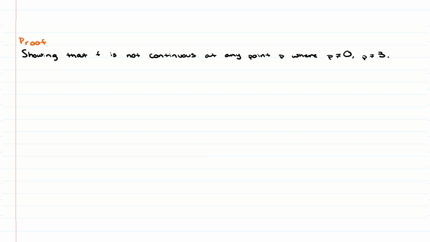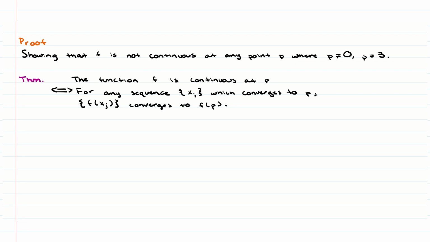So again, in this proof, we're going to be showing that f is not continuous at any point p where p does not equal 0 or p does not equal 3. And to do this, we're going to need to use a particular theorem. And here it is. The theorem says the function f is continuous at p if and only if for any sequence x sub j which converges to p, the sequence f of x sub j converges to f of p. So as you all have probably guessed, we're going to be using limits to evaluate convergence.